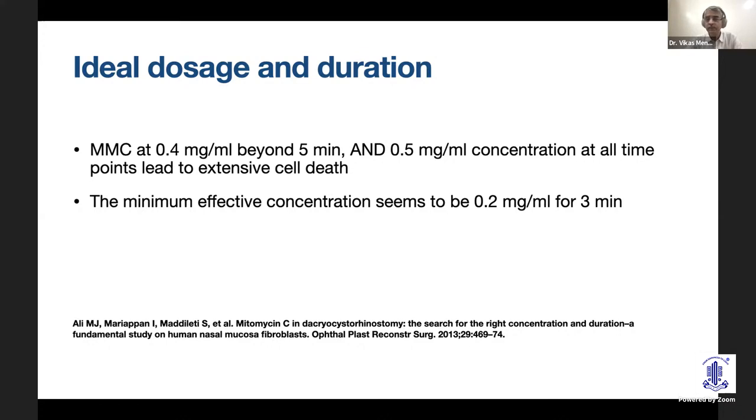So what I use at present is 0.4 milligram per ml for 3 minutes. That is well under 5 minutes in adults. And for pediatric cases, I use 0.2 milligram per ml for 3 minutes. So this is my preference, but Javed has shown that 0.2 milligram per ml is also good enough.